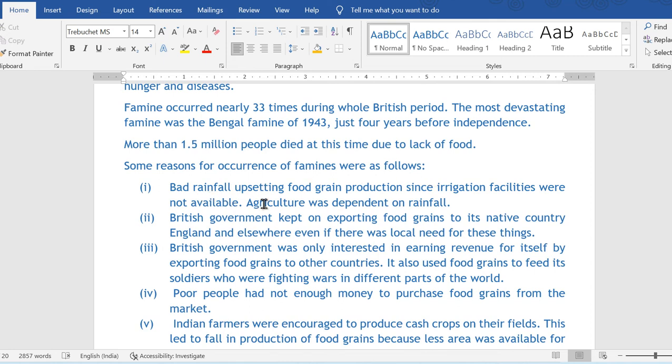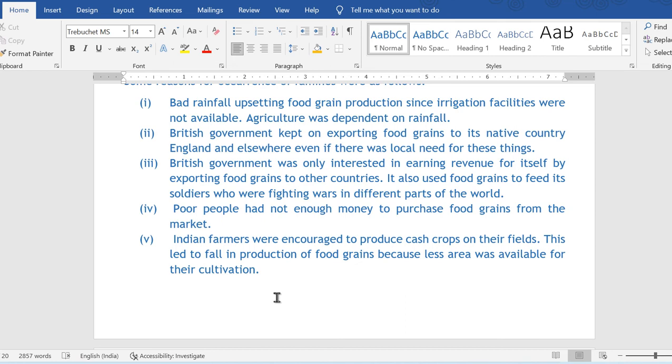Bad rainfall upsetting the food grain production since irrigation facilities were not available. Agriculture at that time was dependent on rainfall. British government kept on exporting food grains to its native country England and elsewhere, even when there was a local need for these things. So the locals did not get the food grains while it was all getting exported to England. The British government was only interested in earning revenue from agriculture, so they did this by exporting food grains to other countries. Sometimes the food grains were also used to feed its soldiers who were fighting wars in different parts of the world. Poor people did not have money even to purchase food grains from the market.